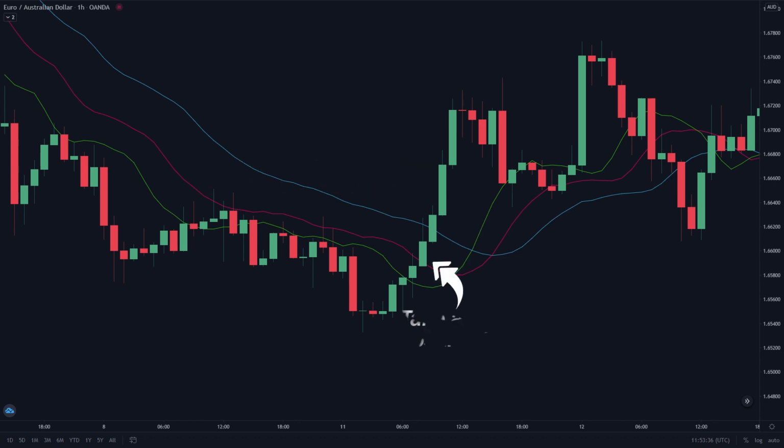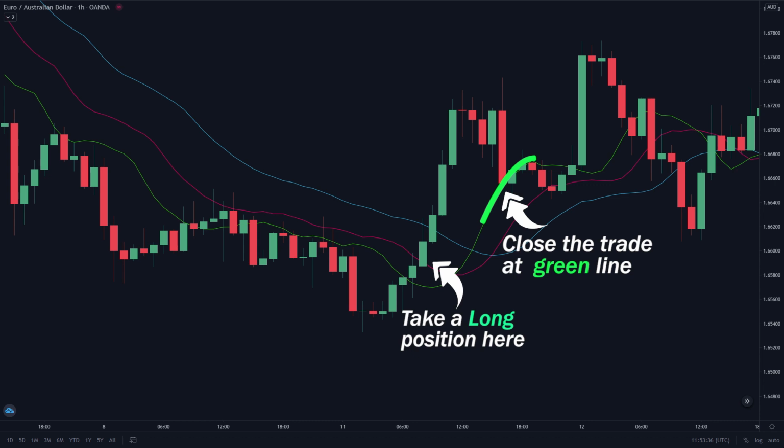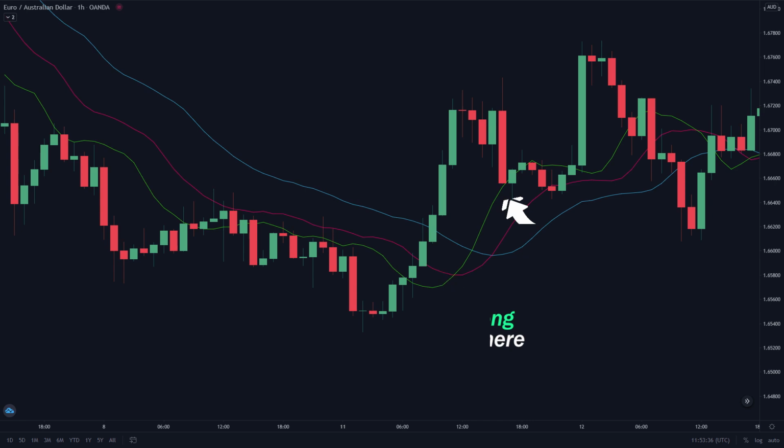So that was for my entry signal, and our exit signal is actually very simple as well. You close your trade when a candle hits the green line, the lips. So let me give you an example here.